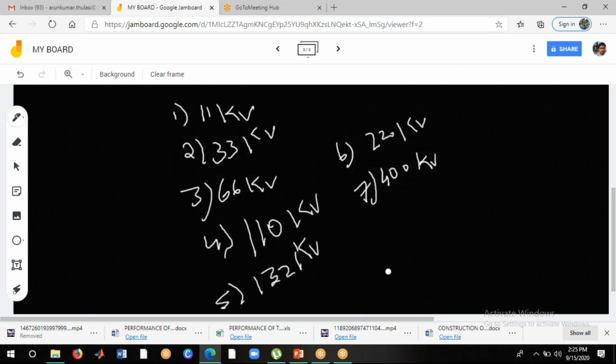Out of these 7, what is the rating of voltage carried by the short transmission line? What is the voltage level carried by the short transmission line out of these 7?